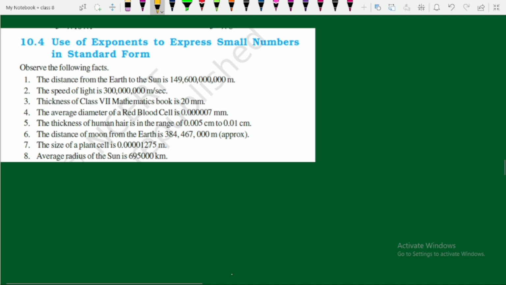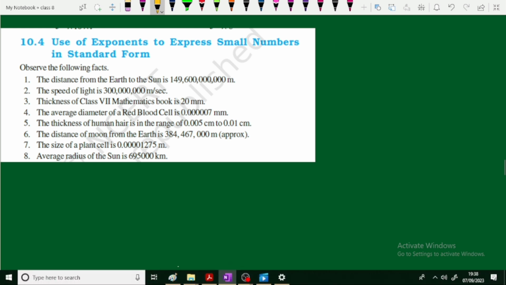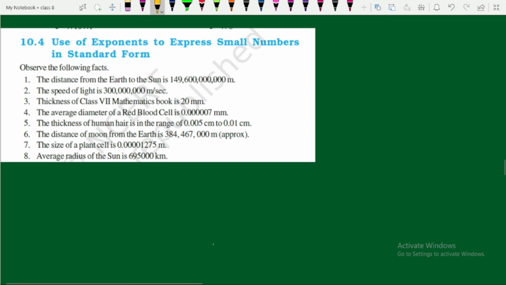So first of all we'll see how we can write very small numbers or very big numbers in standard form. For example, observe the following facts. The distance from the earth to the sun is 14960000000 meter, right? So it is a very big number to read. So this type of numbers, or very small numbers, we are going to write in standard form. So what is a standard form?